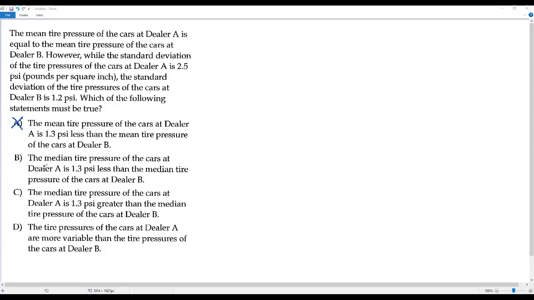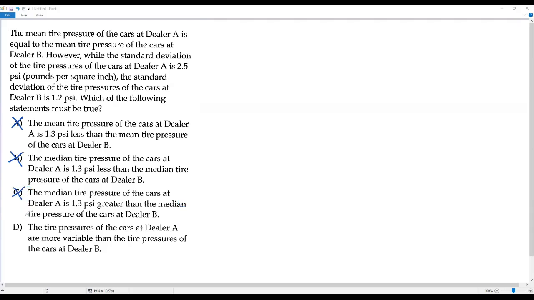Okay, now let's go to option B. In option B, we have some information about median tire pressure. In the given information, we don't have any details about the median. So we cannot decide whether the statement in option B is true or false. So we can reject option B also. Option C also has some information about median tire pressure. The same reason I gave for option B applies, because we don't have any information. Median is also one of the measures of center, but we don't have any details about the median in the given information. Since we don't have any information about the median, we cannot conclude whether the statement in answer choice C is true or false. So we can reject statement C also.